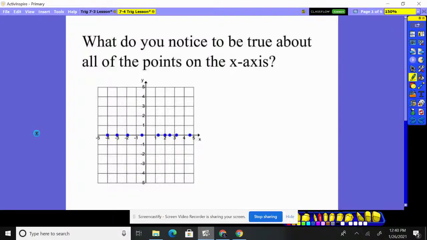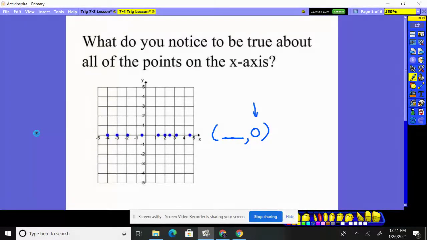All right, let's look at this graph. What do we notice to be true about all the points that are on the x-axis? I've darkened them all in there. They're all nice blue. I know that. What else do I know? I know I've gone over such amount, but how much have you gone up? You've gone up none. You know that you've gone over some amount and up none.